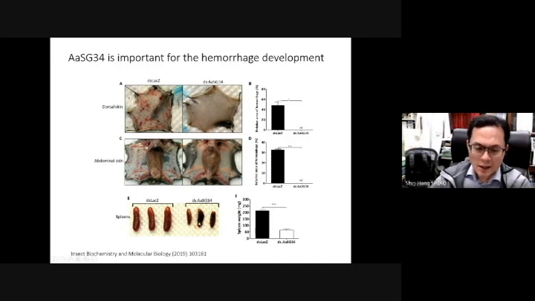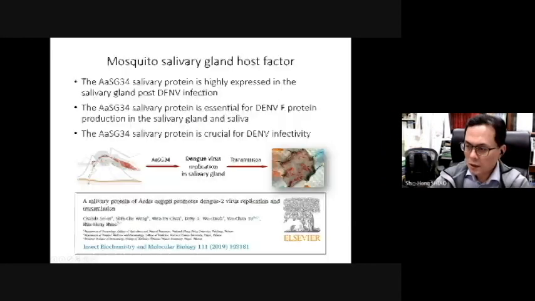So this result indicated that the mice show an active immune response to the saliva from the infected control mosquito, but almost have no immune response to the saliva from the infected AASG34 silencing mosquito. So this data suggests that silencing of ASG34 inhibits the transmission of dengue virus from the mosquito to the mammalian host. So here I shortly summarize some observations from this study.